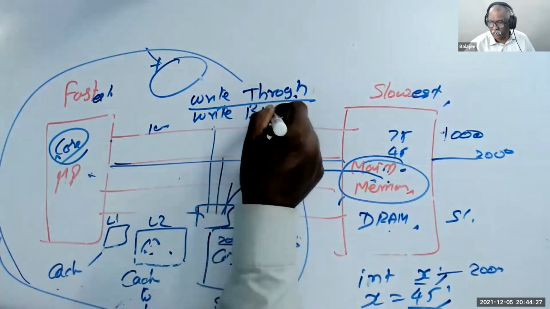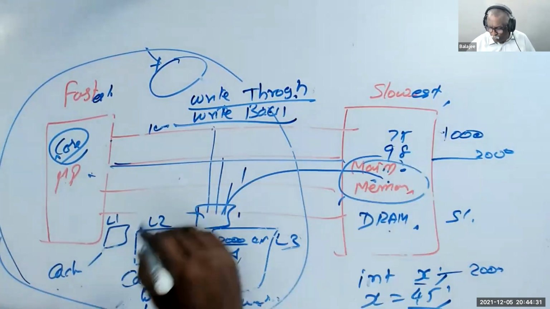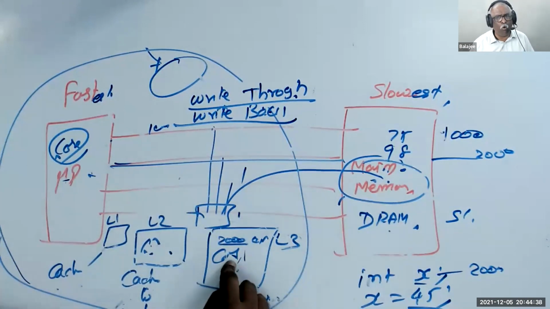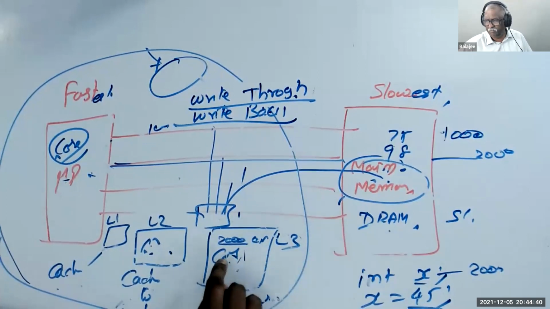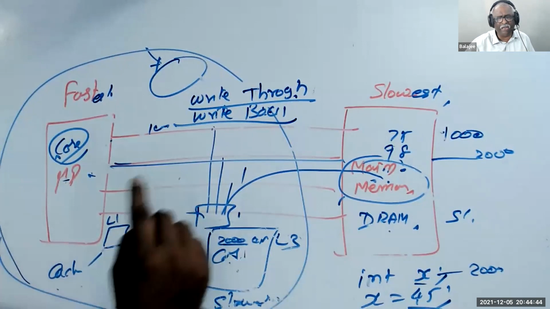Write back means I don't write here. This could be at 98. But I write only here, I read it from here. I will never update the main memory. When will I do that? By chance, if I overwrite with some other data, that time I write it. Otherwise, I will not write. This is called write back.